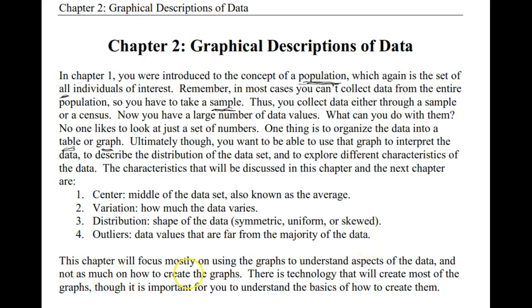So this chapter will focus mostly on using the graphs to understand aspects of the data and not as much on how to create the graphs. There's technology that will create most of them, though it's important for you to understand the basics of how to create them. So it will be important in this chapter that you've got your StatCrunch account set up, because that's what we will be using to make the graphs in this particular section.